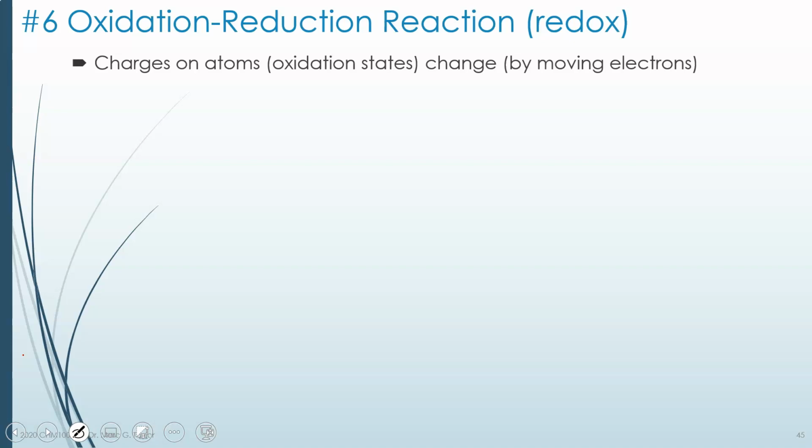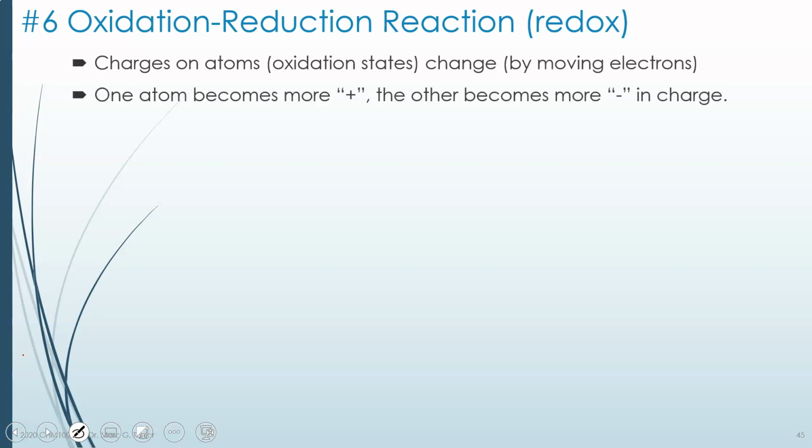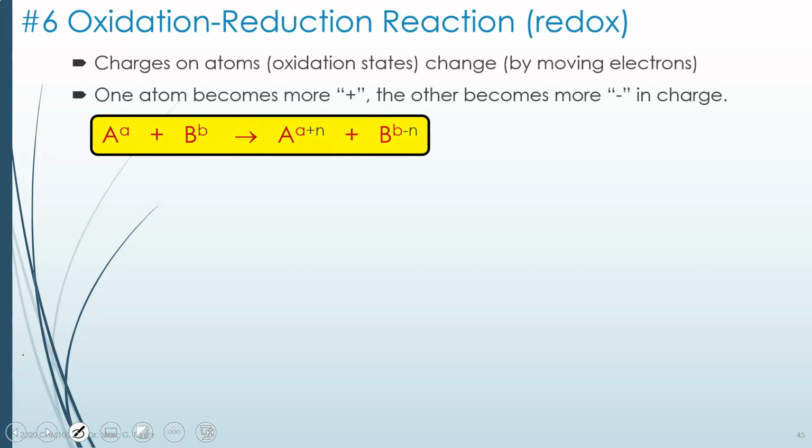So these are reactions where the charges on the atoms, more correctly the oxidation states on the atoms, are changing because electrons are moving. Some atoms are losing them, that's oxidation. Some atoms are gaining them, that's reduction. So one atom will become more positive, that's the one that was oxidized, and one's becoming more negative, that's the one being reduced. So this is a very simplistic way to write an oxidation reduction reaction.